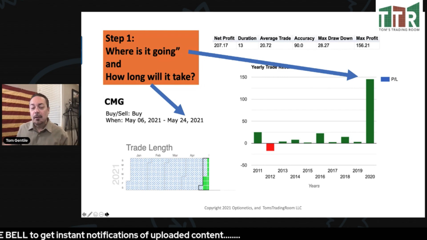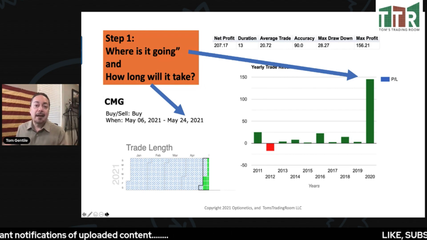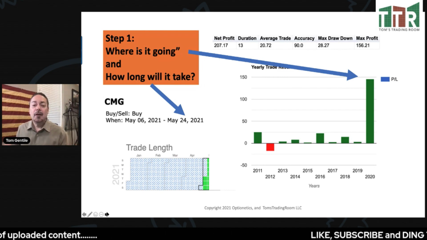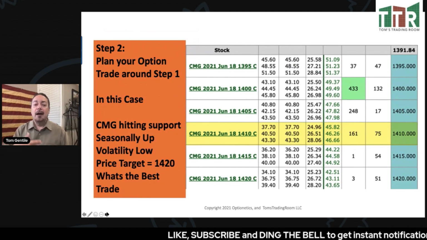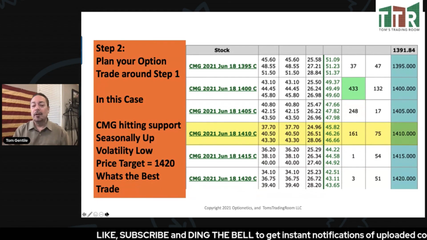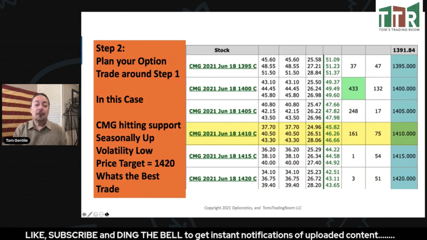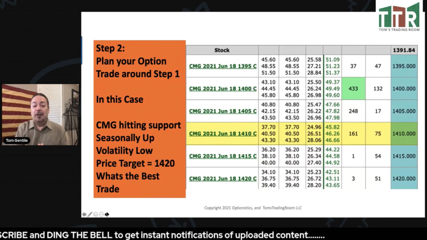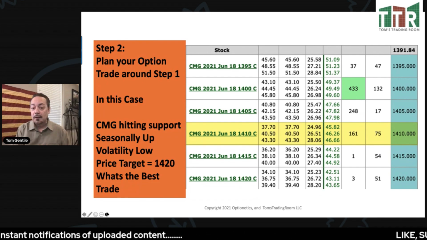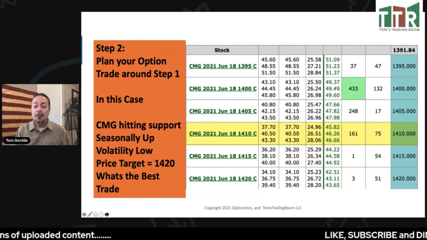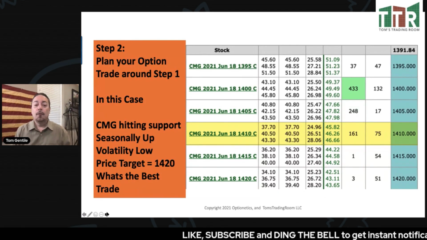From here, the next step is, so I spotted the opportunity. The next step is to just simply go out there and look at planning my option trade around step one. So in this case, CMG, it's hitting support levels right now. The seasonality is up. Volatility is low. The price target, this is not a cheap stock, but the price target is quite a bit away from where the stock is now, $1,420.